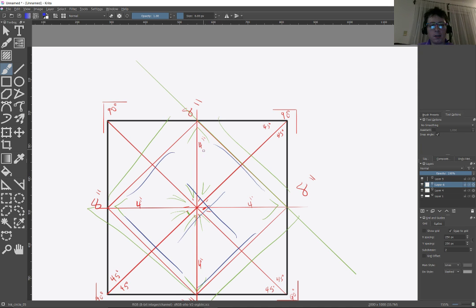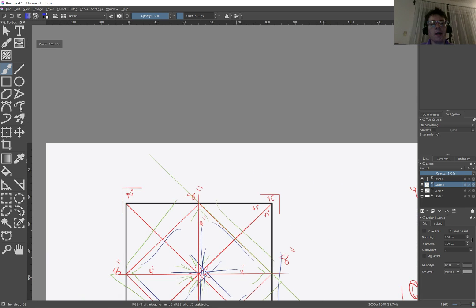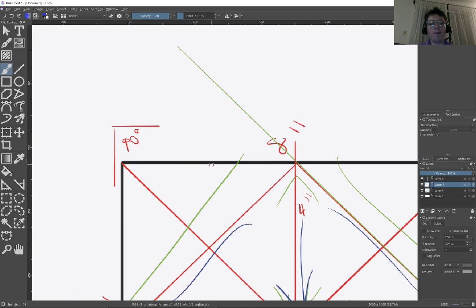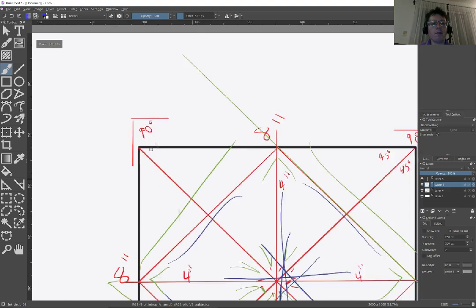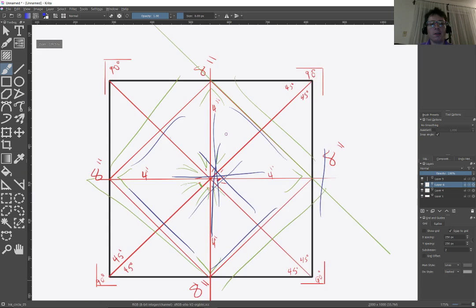So for instance, this line is parallel to this. This line is perpendicular to this one. And you can just constantly know that, number one, you're cutting lengths in half. You're cutting angles into 45-degree angles. And you're generating new perfect squares inside of this.